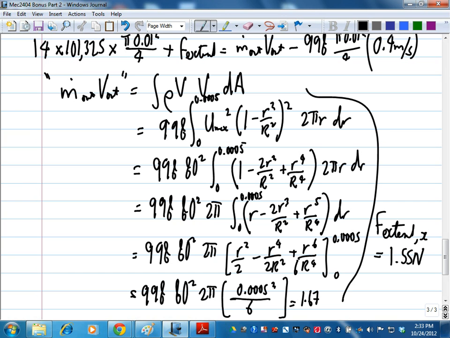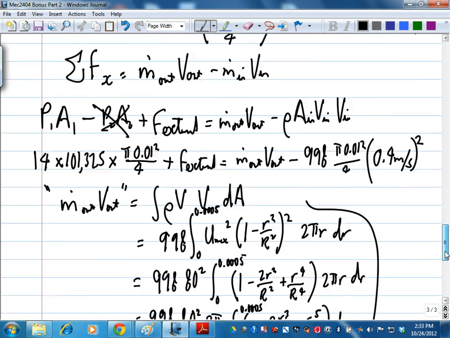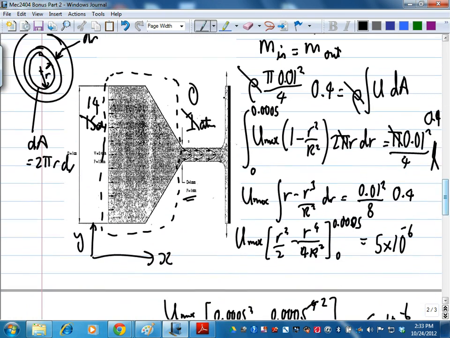What's the answer? Negative 108, 109. Minus 109.75. All agree? Okay. Then the next part, I think, asks you the force required to hold this plate in place. Okay.